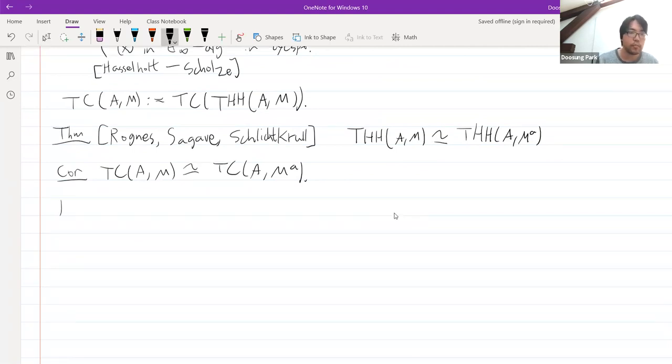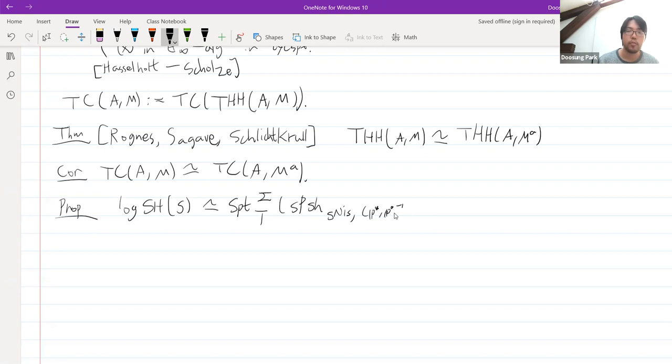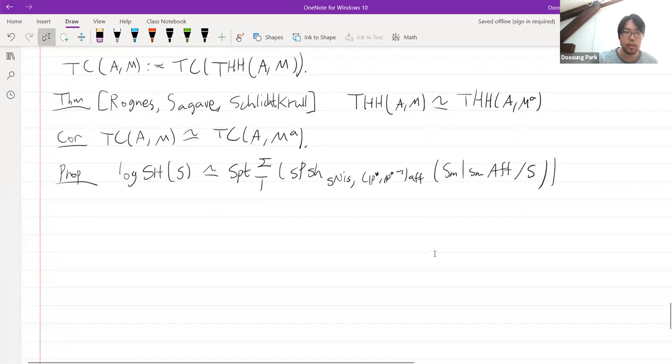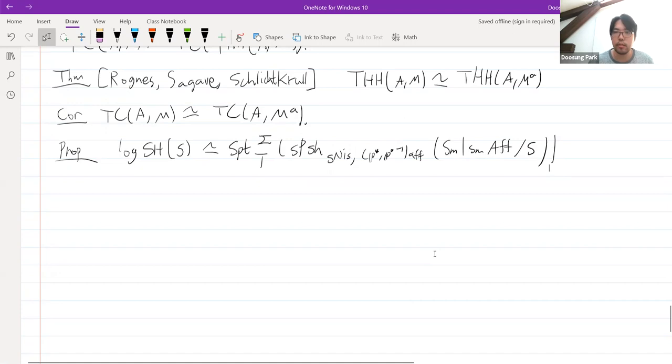And another ingredient is this. So we can construct logSH, the spectra of P^1-local simplicial sheaves, strict Nisnevich and P^1-minus-one invariant, on affine smooth log smooth schemes over S. So I need to explain the notations. So SNis is the induced topology, and smooth log smooth affine.